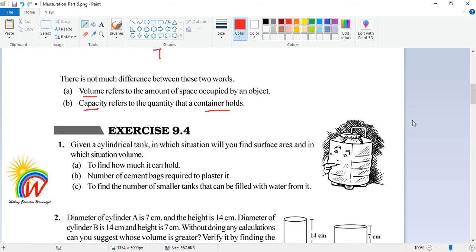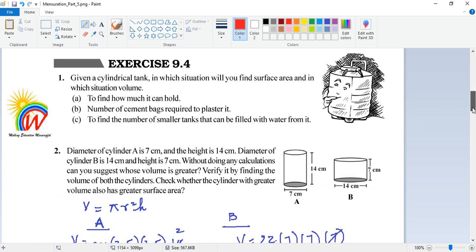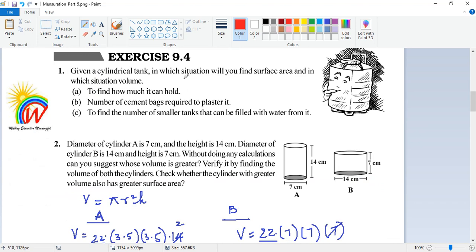Okay, now let's go to the exercise directly. Given a cylindrical tank, in which situation will you find surface area and in which situation volume? You know now what volume is, right? That is the space covered inside the object. And surface area is what we have learned already. Surface area is the area of all the sides, right?